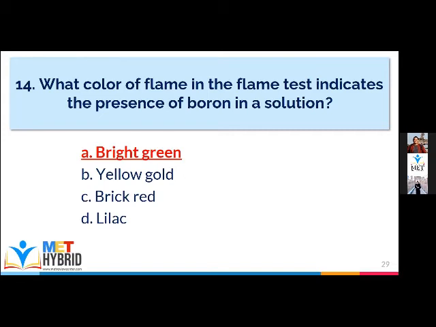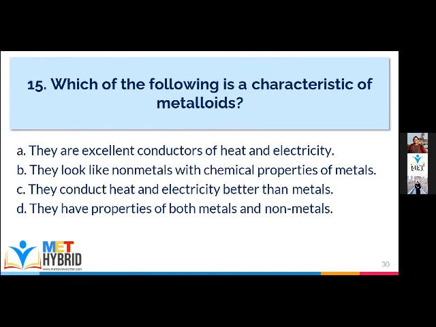Okay? Number 15. Which of the following is a characteristic of metalloids? A, they are excellent conductors of heat and electricity. B, they look like nonmetals with the chemical properties of metals. C, they conduct heat and electricity better than metals. Or D, they have properties of both metals and nonmetals. What do you think is our answer?